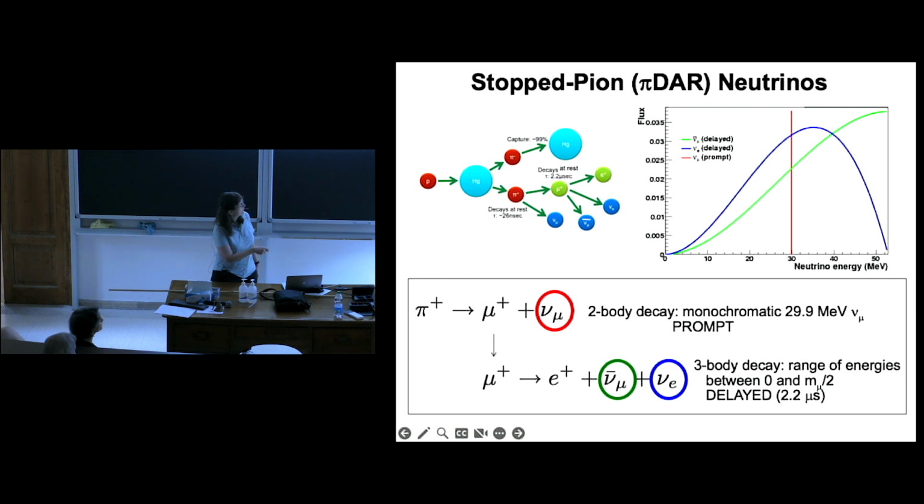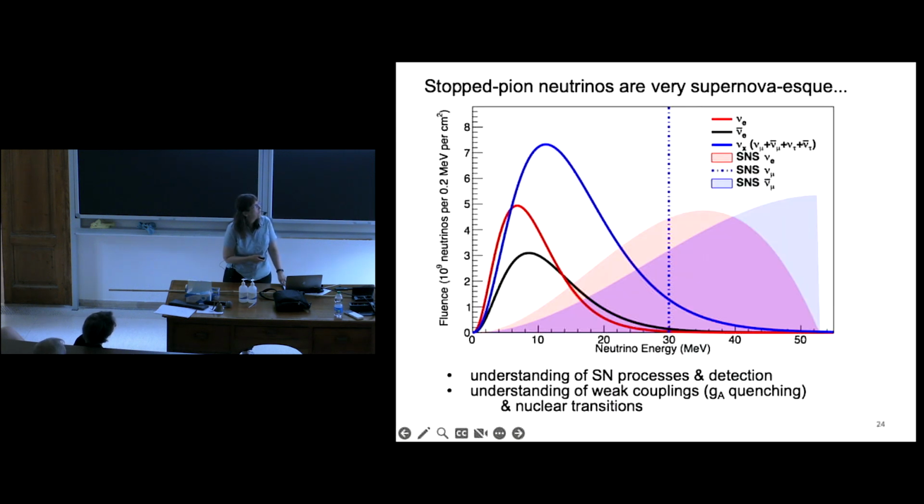This comes from the fact that this is a two-body decay from a pi plus. The pi minuses all get eaten up by nuclei. The pi plus will give you a prompt, very fast decay, 30 MeV nu mu. And the muon decaying at rest gives a three-body decay, so you get a range of energy. So this is the prompt nu mu, but you get nu e and nu mu bar over a well-understood range of energies up to half the mass of the muon, and on the time scale of the decay of the muon, which is 2.2 microseconds. And this is a very supernova-esque spectrum.